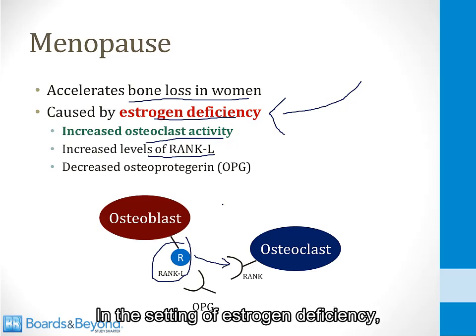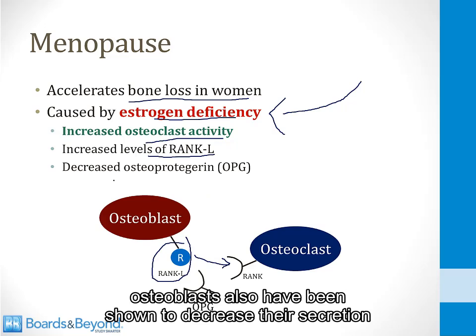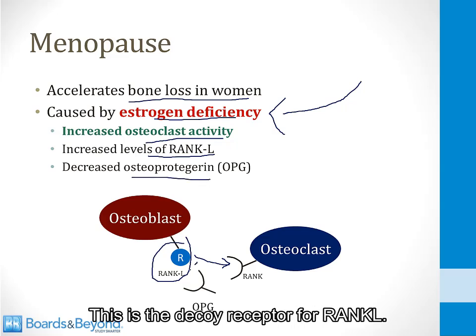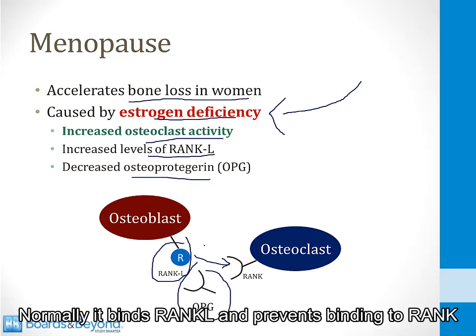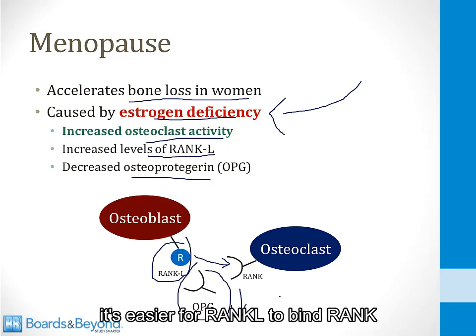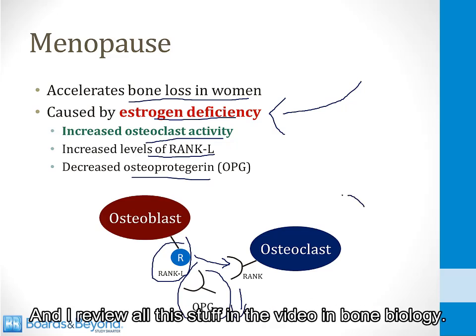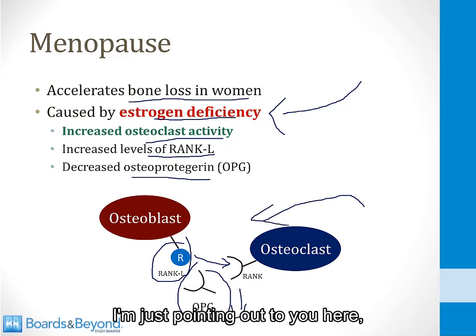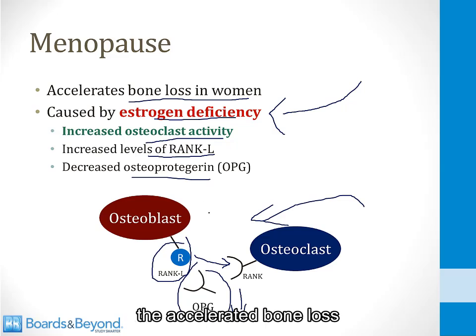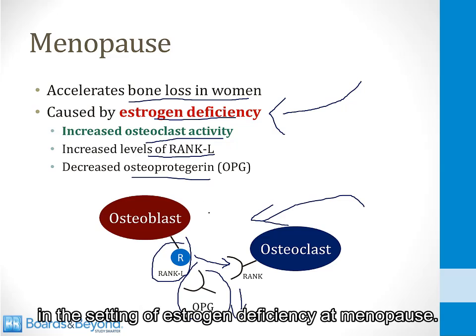In the setting of estrogen deficiency, osteoblasts also have been shown to decrease their secretion of osteoprotegerin, or OPG. This is the decoy receptor for RANK L. Normally it binds RANK L and prevents binding to RANK. When there's less OPG around, it's easier for RANK L to bind RANK and stimulate osteoclasts. And I review all of this stuff in the video on bone biology. I'm just pointing out to you here that these are the mechanisms underlying the accelerated bone loss in the setting of estrogen deficiency at menopause.